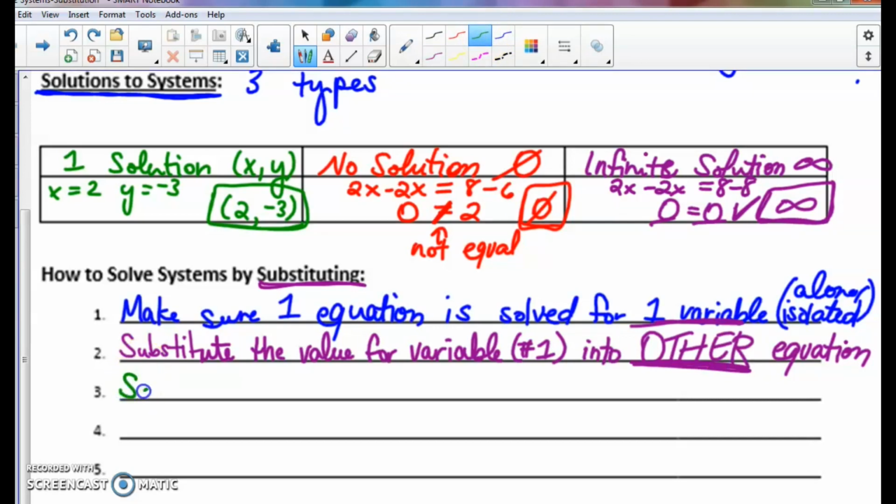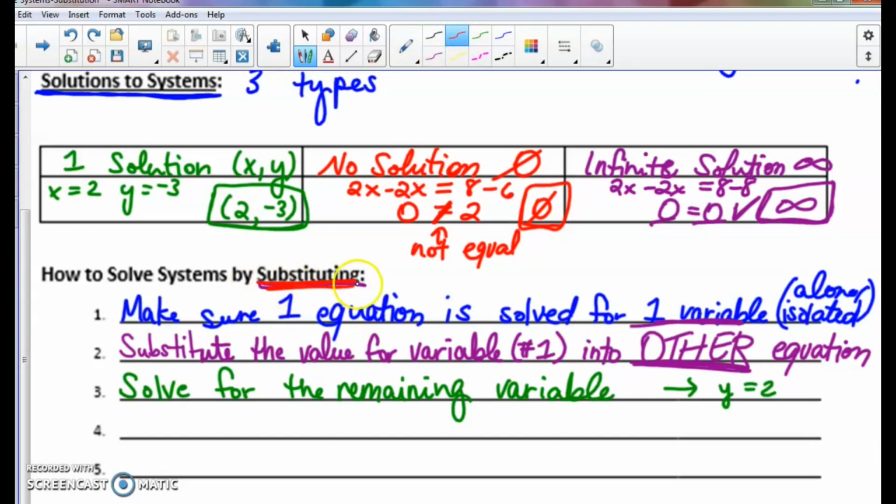We're then going to solve for the remaining variable. So if you think about it, at step 3 here, where we solve for that remaining variable, we're only going to end up with something like y equals 2. So if you have just one variable solved for, that means we're going to have to substitute again to find the other variable, just find x.